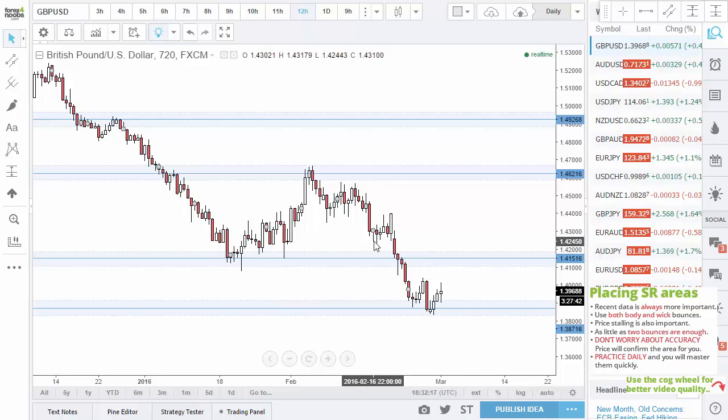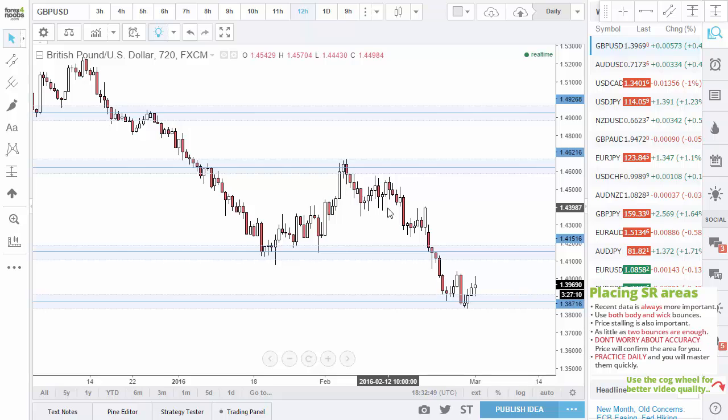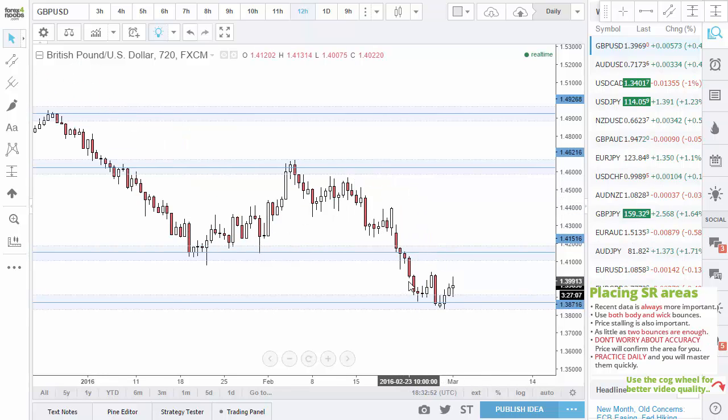Now, what if you're wrong? And that is a very important question. What if you're wrong? What if this placement here is wrong? What if this is not a good support resistance area? A lot of people ask me that question, but my response to them is always, who cares? So what if it's wrong? What's the worst thing that's going to happen if it's wrong? Price is going to come up to the area. It's going to cut straight through it as if it doesn't exist. Big deal.